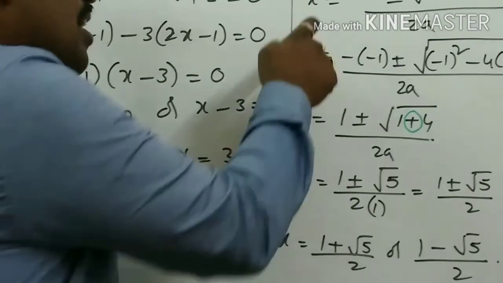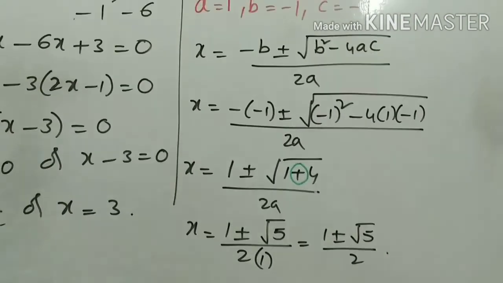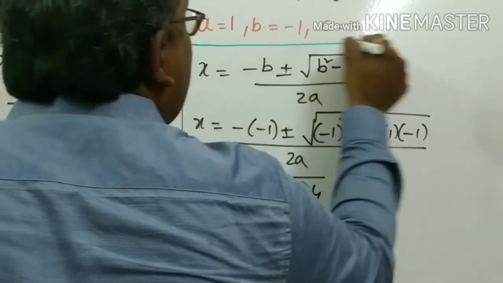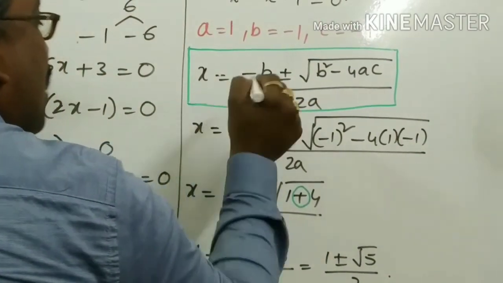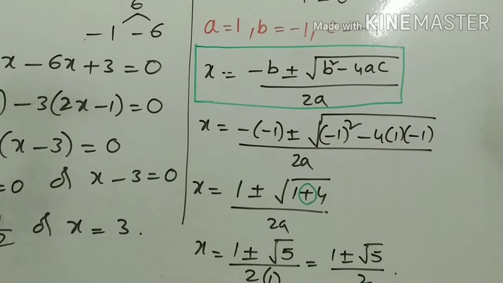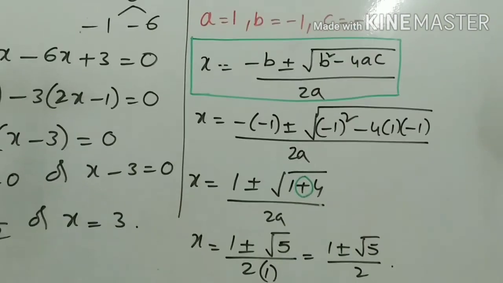We will get them with this quadratic formula, that is nothing but x is equal to minus b plus or minus root of b square minus 4ac by 2a.